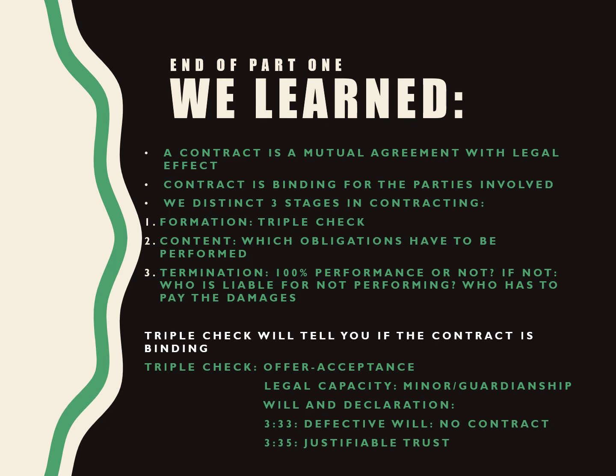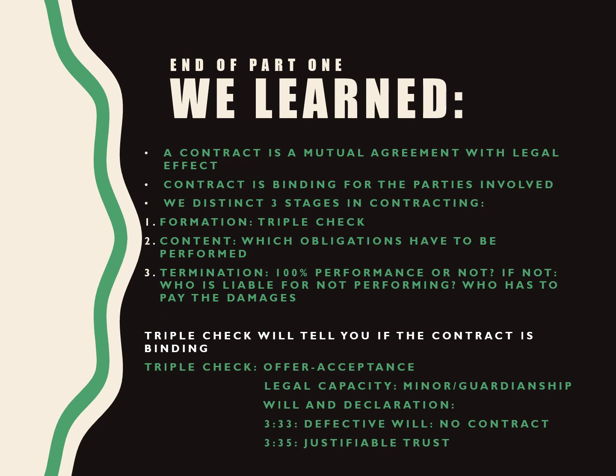What did we also learn? The contract is only binding for the people that are involved, that said yes to that contract, not to other people. Then we said we distinguish 3 stages in contracting. The formation, where we check whether or not the contract is binding. The content, where we find out which obligations parties have, what they have to perform. And then we end with the termination.